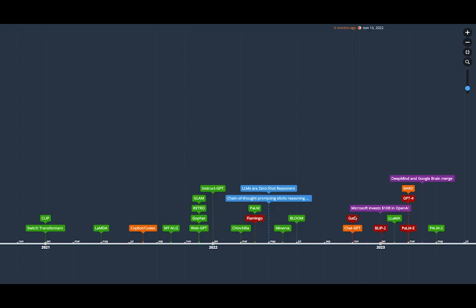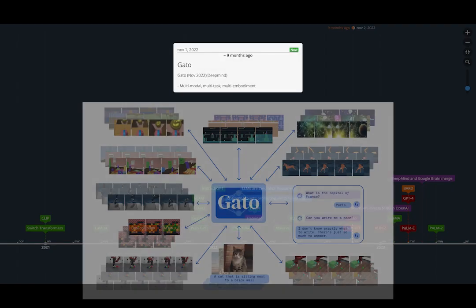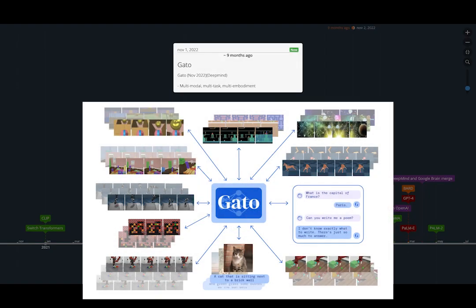Also in November, DeepMind released Gato, which is a single generalist agent that operates in a multimodal domain on multiple tasks and even with multiple embodiments. From their blog post, the same network with the same weights can play Atari, caption images, chat, stack blocks with a real robot arm, and much more, deciding based on its context whether to output text, joint torques, button presses, or other tokens.